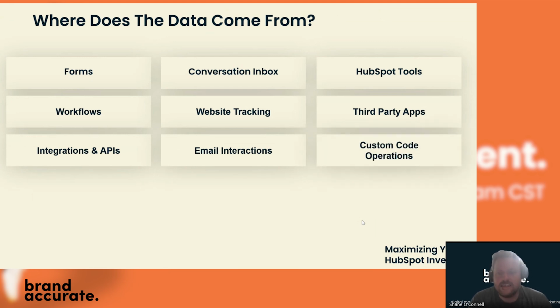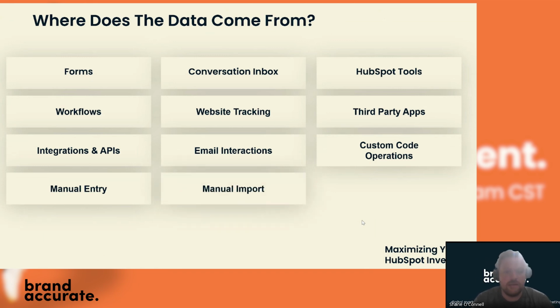Email interactions, custom code with the operations hub, manual entry, meaning data provided by your actual internal team, manual import. Maybe you don't have an integration, but you went to a live event and now you have an Excel sheet of attendees that came. Inside that Excel sheet, you want to put in additional layers of information that give more context to someone. Well, you can manually import that information into HubSpot, and HubSpot will be able to read that data.